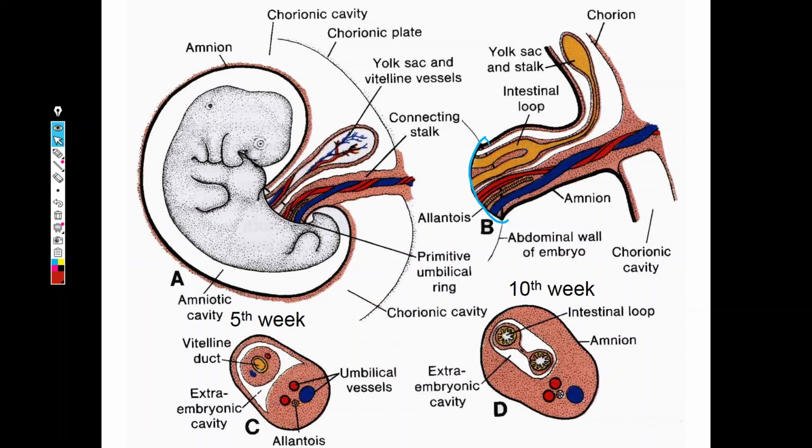So first we have the vitelline duct over here, that's just the omphaloenteric duct by another name, and after that we're going to have intestines over there, and that's pretty normal. I'm going to talk about it.